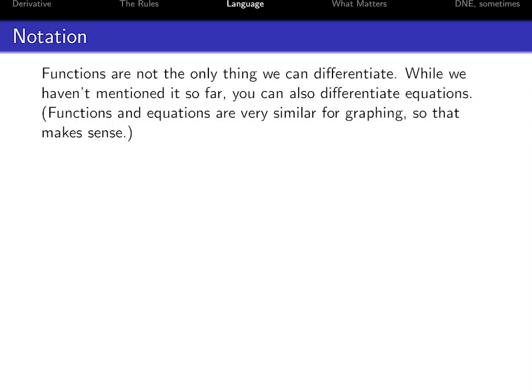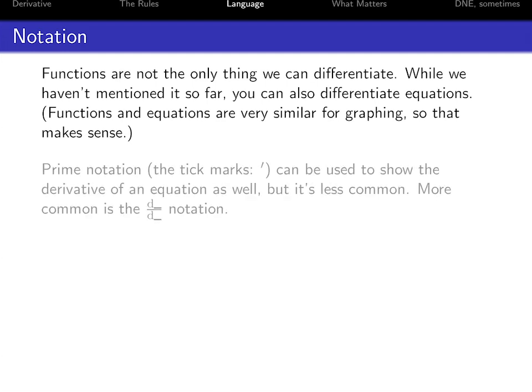Let's talk a little bit about notation now. Functions aren't the only thing we can differentiate. While we haven't mentioned it so far, you can also differentiate equations. And this kind of makes sense because functions and equations are really similar for graphing, so it's not a big surprise that we can differentiate equations. Now, the way that we show that an equation has been differentiated is we can use prime notation, a little tick mark after it, f prime, etc. They can be used to show the derivative of an equation, but it's less common.